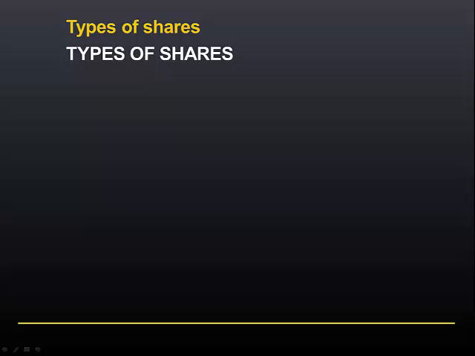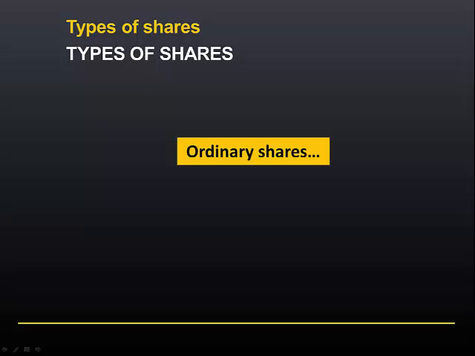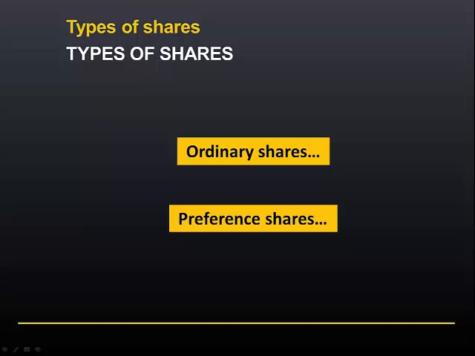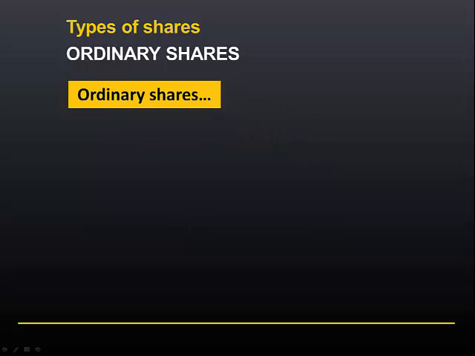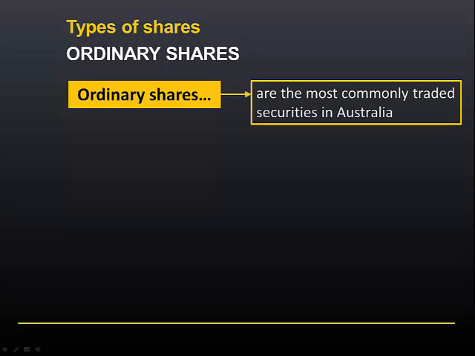There are basically two types of shares: ordinary shares and preference shares. Again, it is the key features of each type of share that determines how we go about valuing them. Ordinary shares are the most commonly traded securities in Australia.